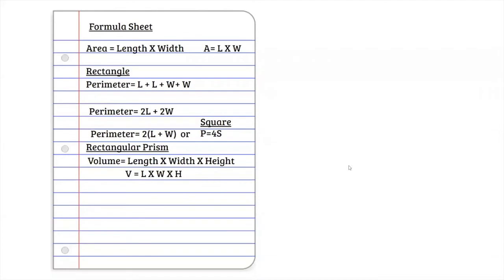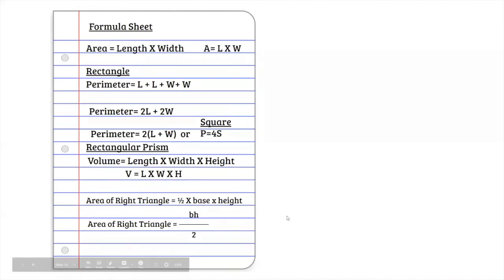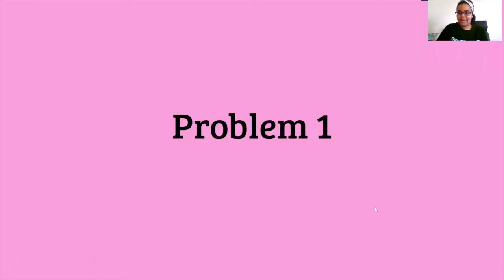Take your formula sheet out one last time, and let's add in the formula that we just learned for finding the area of a right triangle. Let's add in area of a right triangle equals 1/2 times base times height. Another way to find the area of a right triangle is base times height divided by 2. Okay, so now let's go ahead and practice a few problems.